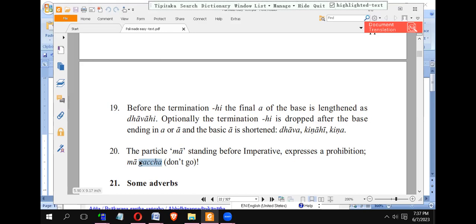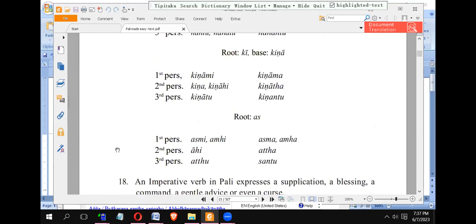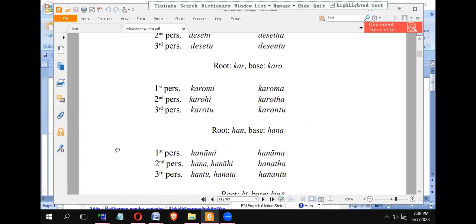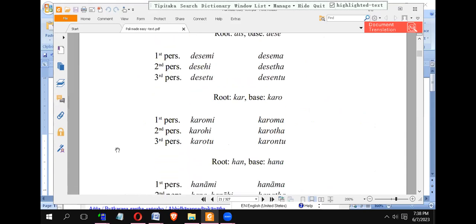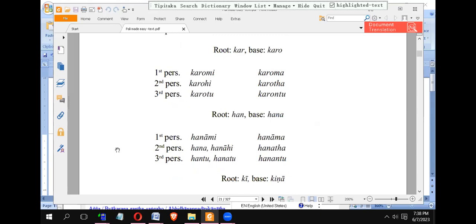Can you follow these two explanations? Any question up to here? Sarji, Jenny, yes. From point 19, it seems like only when the base ends in A or long A can we drop the hi. If let's say karo hi, because it's ending in O, we cannot drop. Is that the meaning? Yes, it's a good point. Jenny noticed about it.